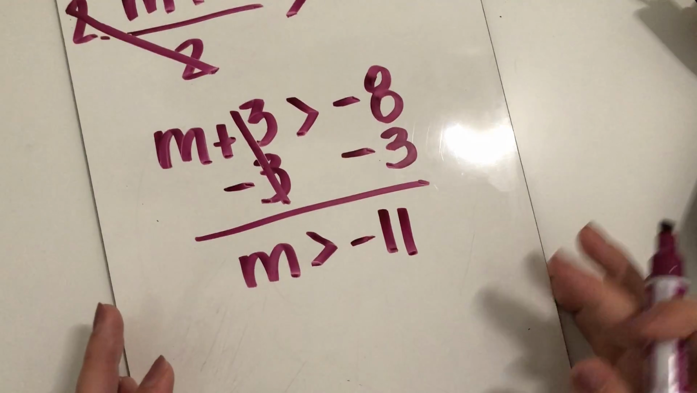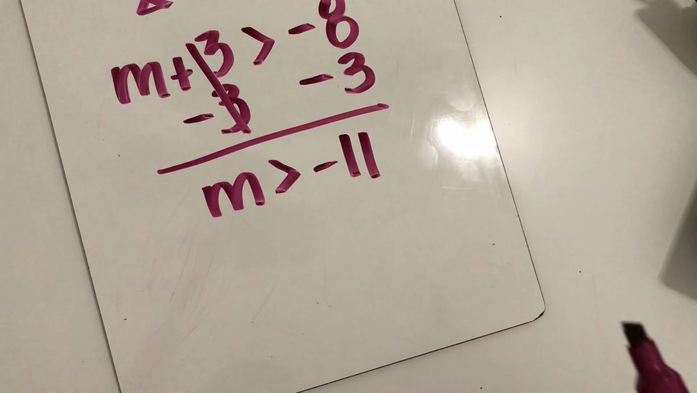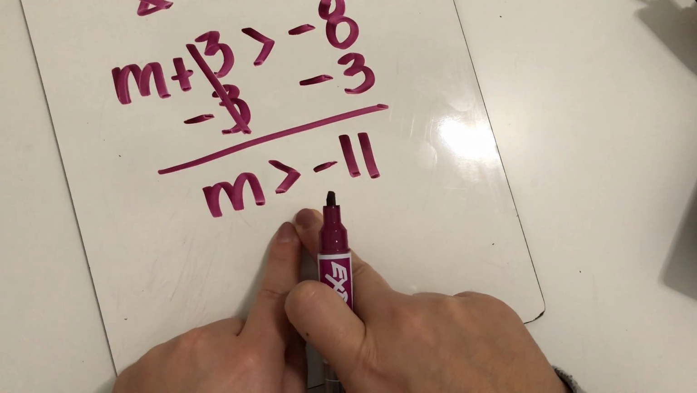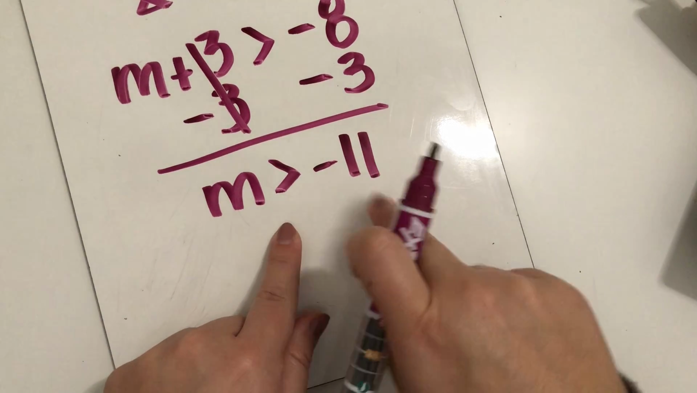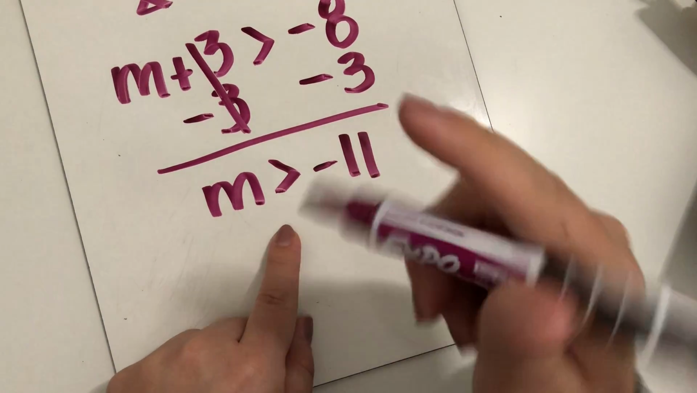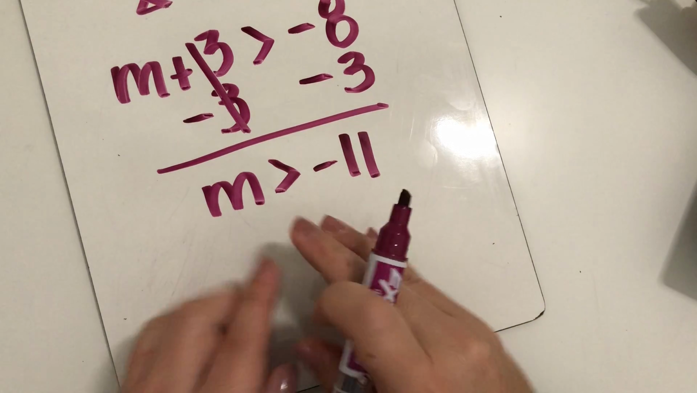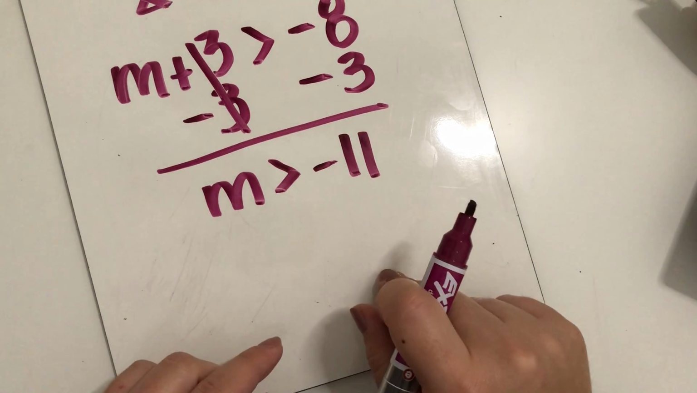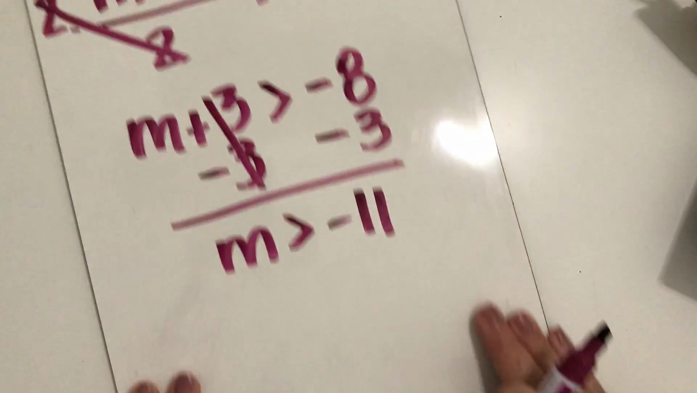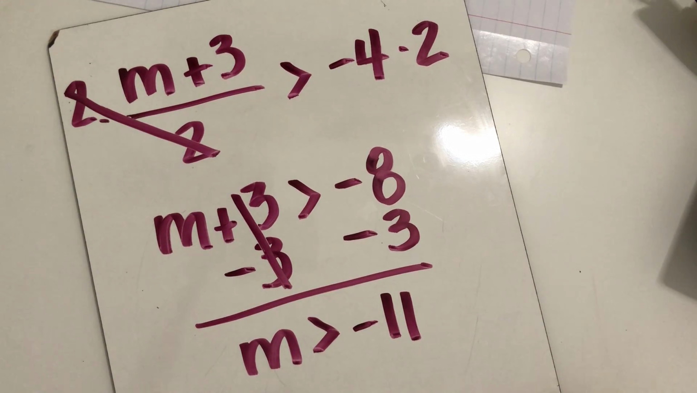Now, if I wanted to graph this, just for remembering's sake, I know I'm going to need to put an open circle over negative 11, and I'm going to be shading all the way to the right, because that tells me that all numbers that are greater than negative 11 are going to work for this inequality that we started with, okay?